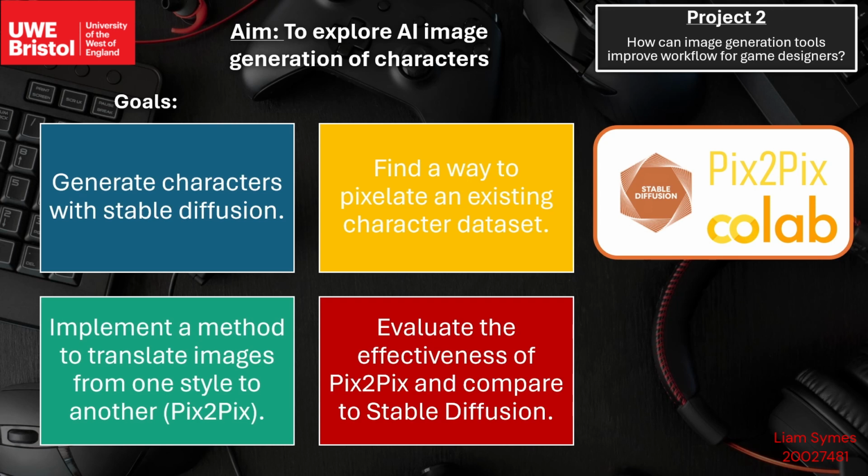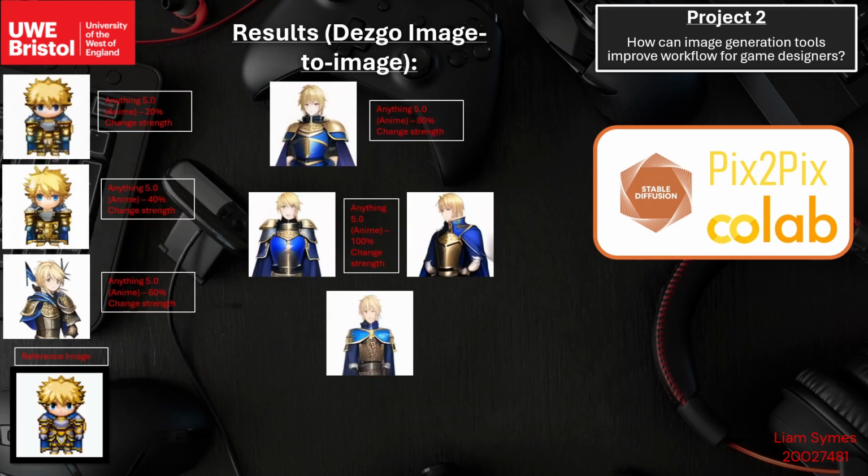I started off by researching into some image translation methods, but I will cover this later on. However, I came across some websites that utilize stable diffusion, such as Perchance and Desgo. I gathered a reference image which was a pixelated male blonde knight.